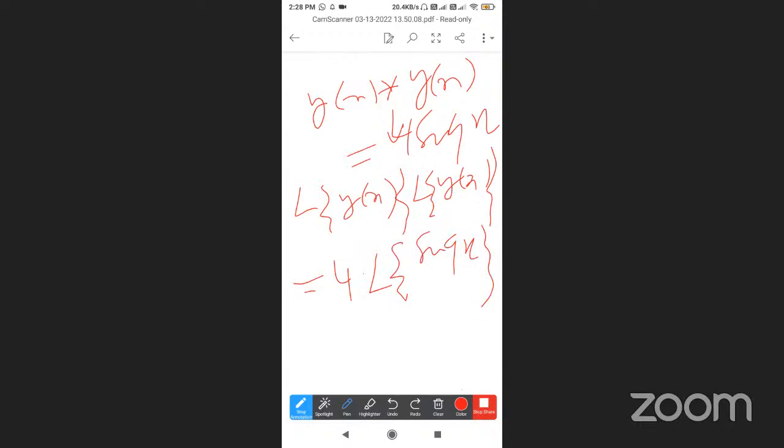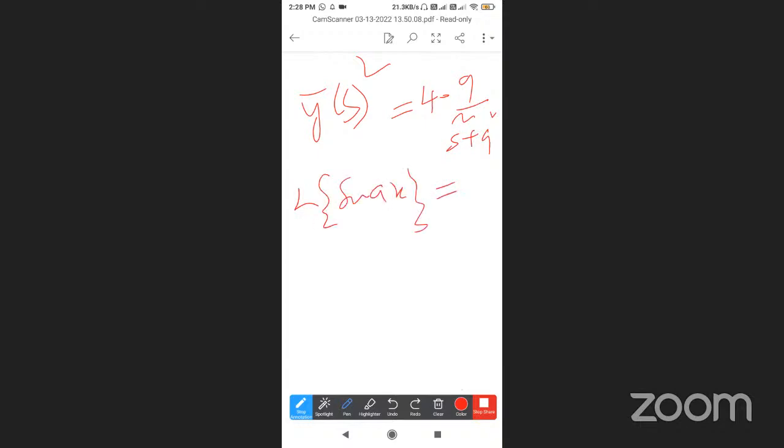So on the left-hand side, y bar of s times y bar of s, that is y bar of s whole square, is equal to 4 times the Laplace transform of sine 9x. The formula: the Laplace transform of sine ax is equal to a by s square plus a square.